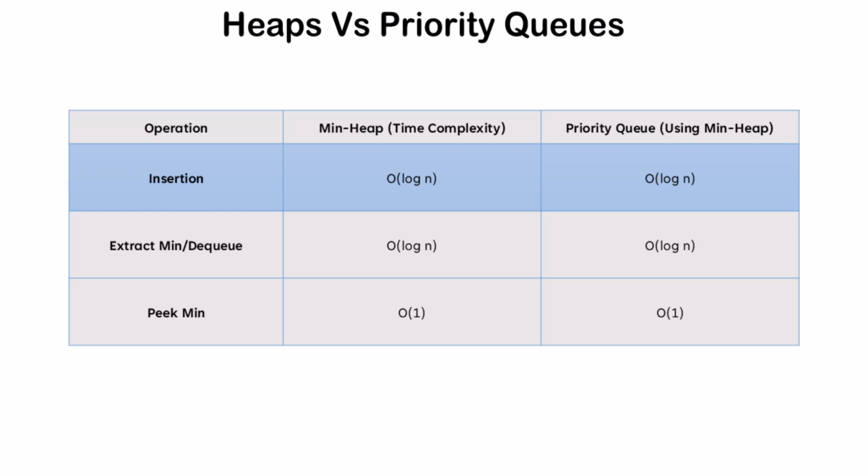Let's take a quick look at the time complexities of the operations we performed. Heaps and priority queues are both highly efficient for scenarios where you need to constantly add and remove elements based on priority. Priority queues and heaps are used in many real-world applications such as task scheduling, CPU scheduling, pathfinding algorithms like Dijkstra's algorithm, and managing resources in simulations or games.